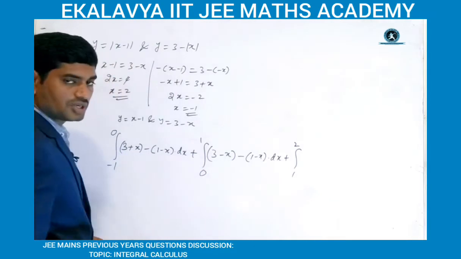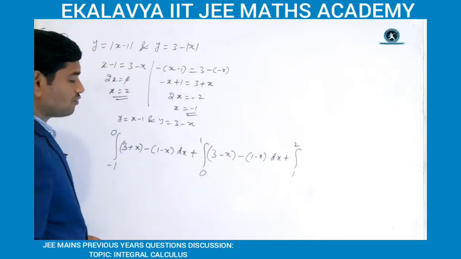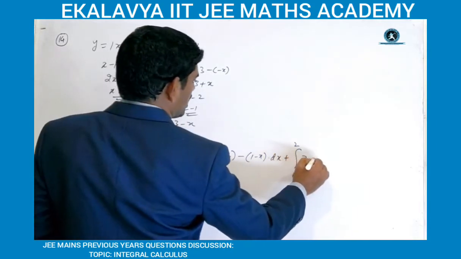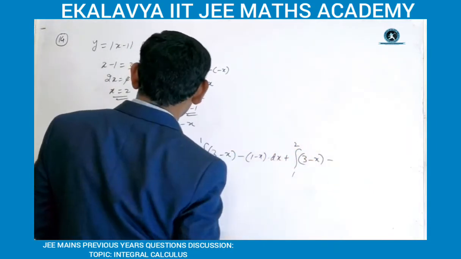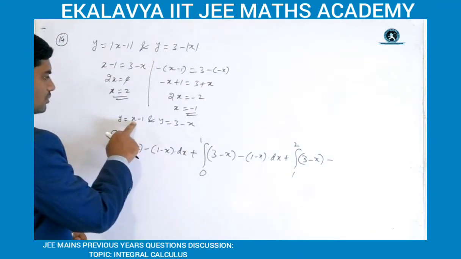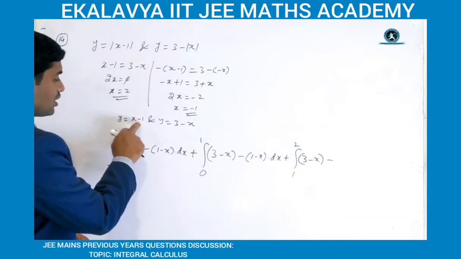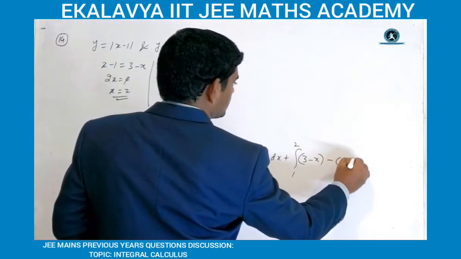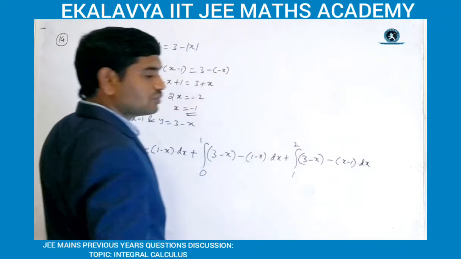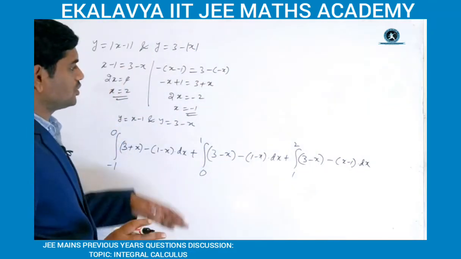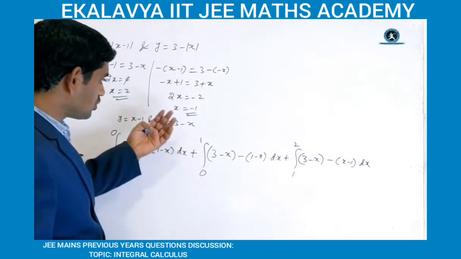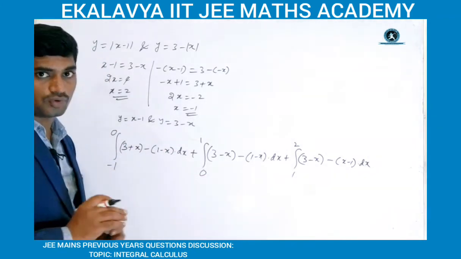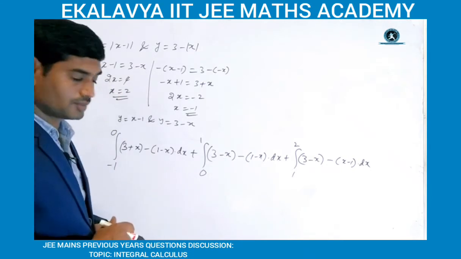For the integration from 1 to 2, you should take any number. I am taking approximately 1.5. So 3 minus 1.5 is 1.5, which is positive. For the lower one, 1.5 minus 1 is 0.5, which is positive. So x minus 1, dx. We can solve this by using a graph also, but without a graph, this is the method we follow to solve this kind of problem.